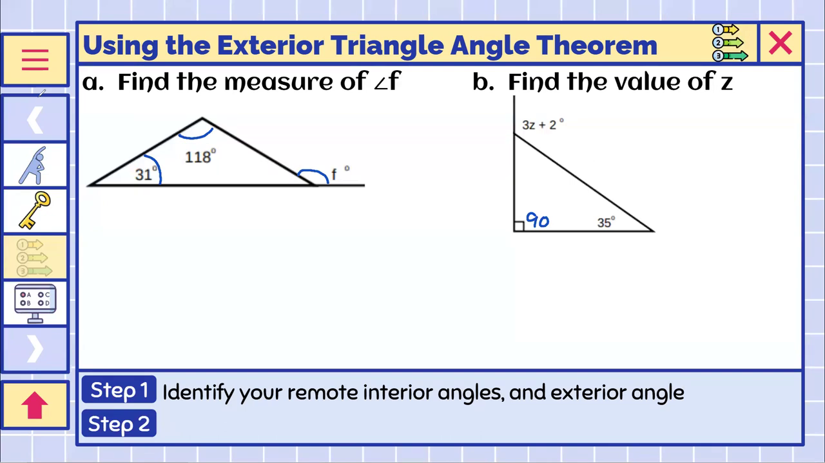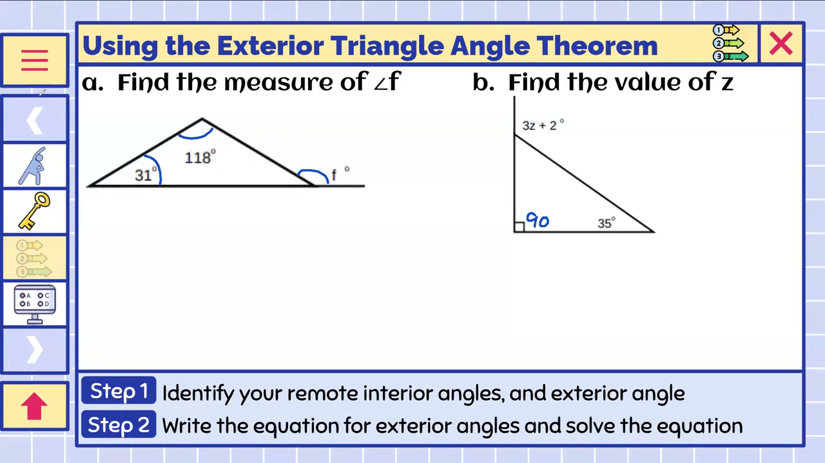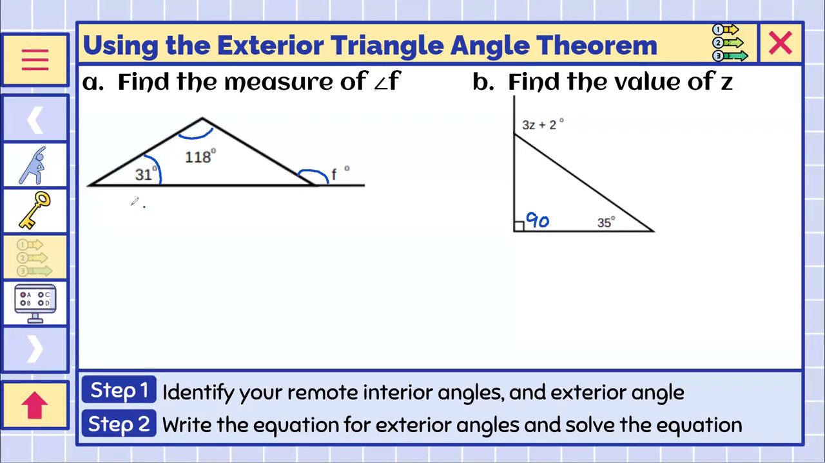Our step 2 is write the equation for exterior angles and solve the equation. Which, again, I'll do it for this first one. That is that our two remote interior angles add together to equal the exterior angle. So that's 31 plus 118 should equal our mystery angle, which in this case I say is angle F.